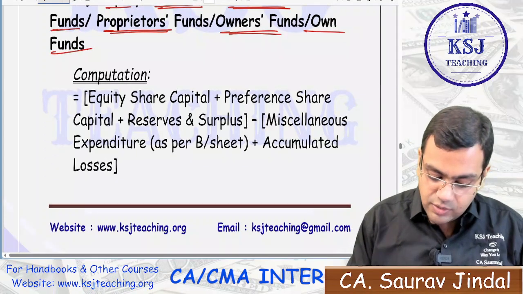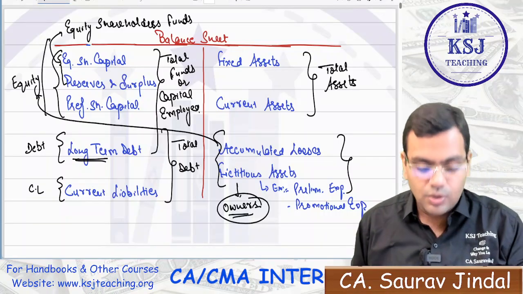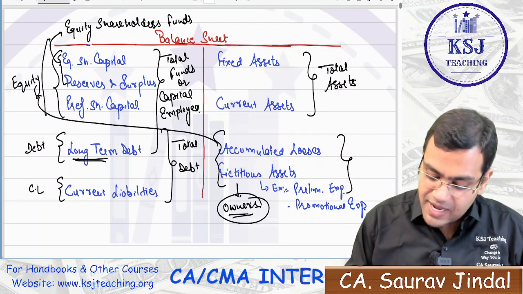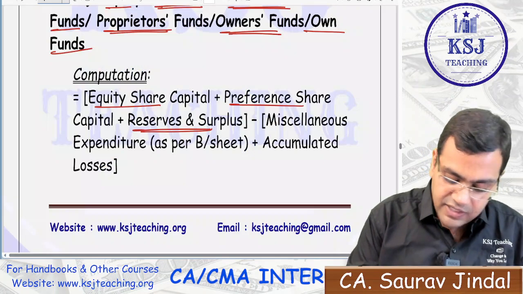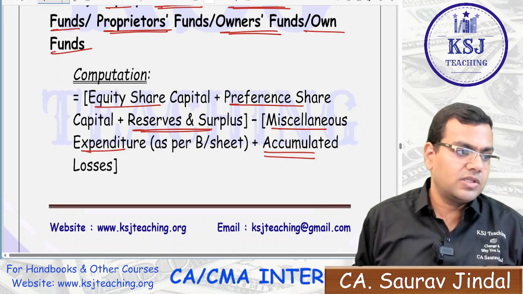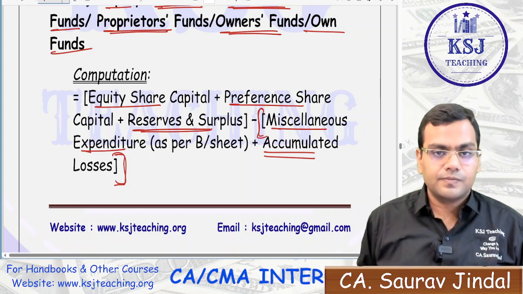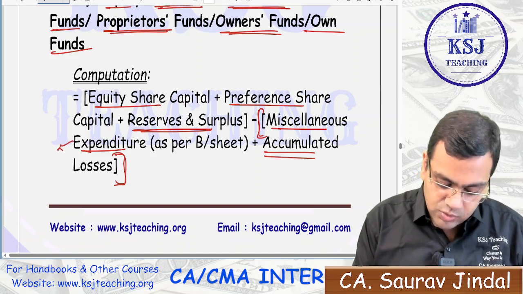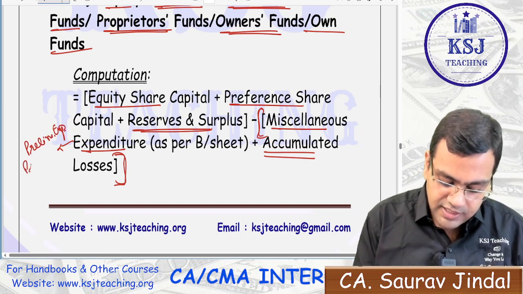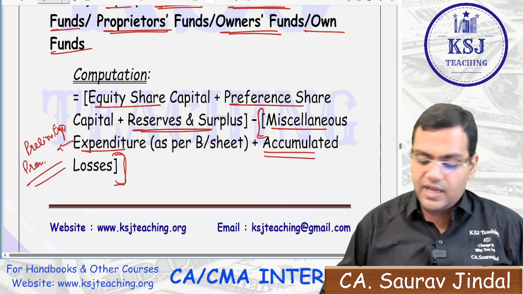So how can you calculate equity? That is equity share capital plus preference share capital plus reserves and surplus, as I told you. Equity share capital plus reserves and surplus plus preference share capital, minus the accumulated losses and the fictitious assets, that is, minus miscellaneous expenditure and accumulated losses. Miscellaneous expenditure is basically the preliminary and promotional expenses that we have incurred. Any fictitious asset you have to remove while calculating the equity.